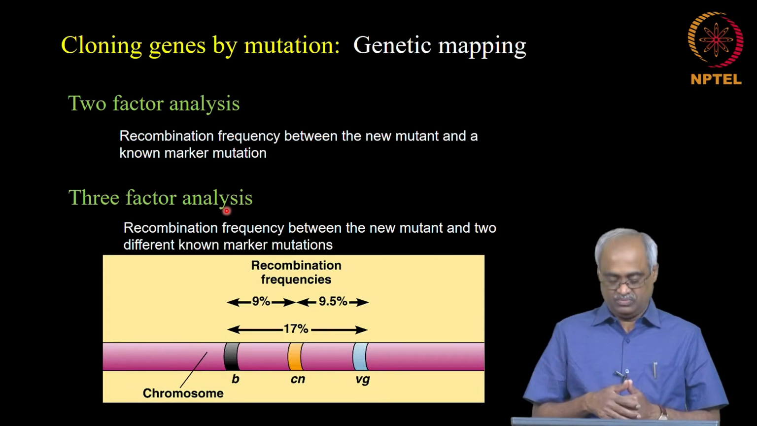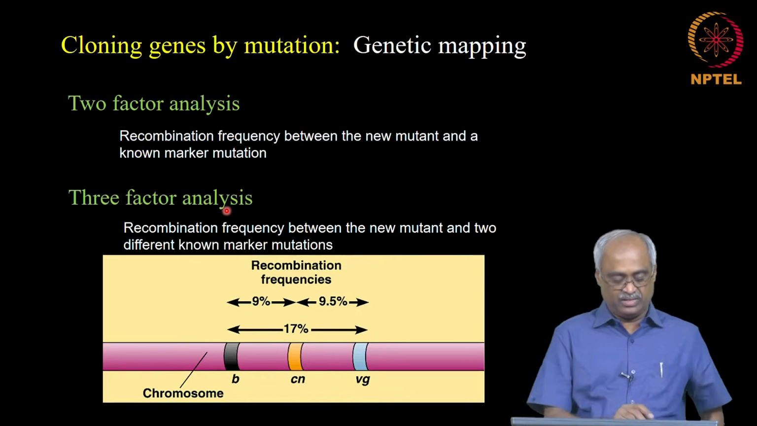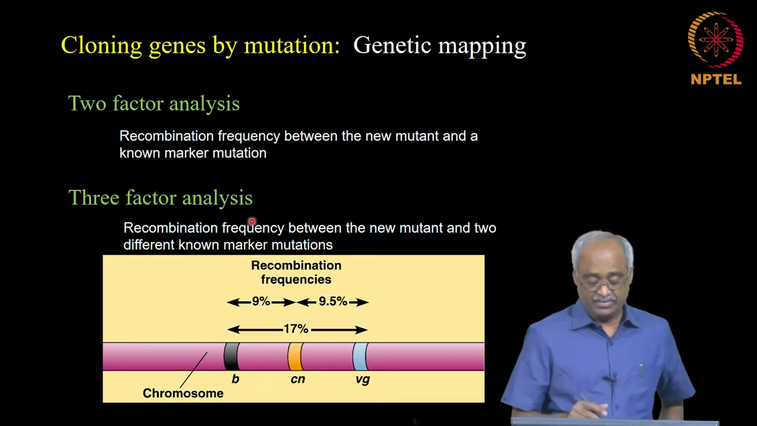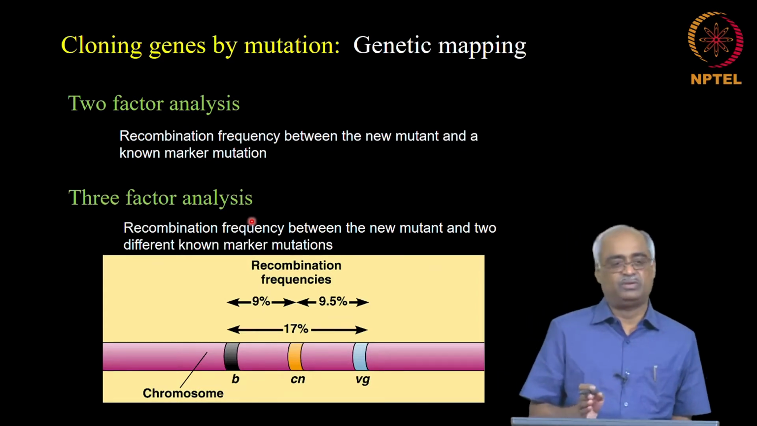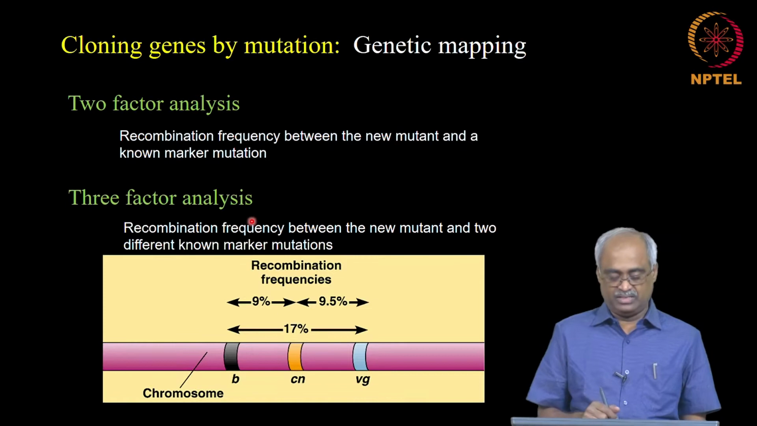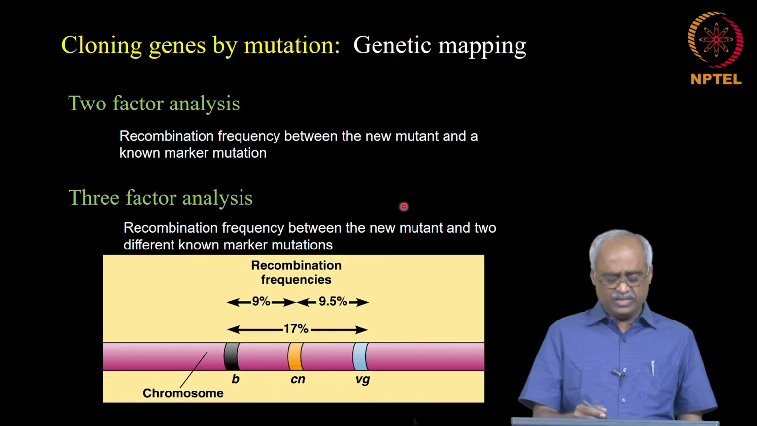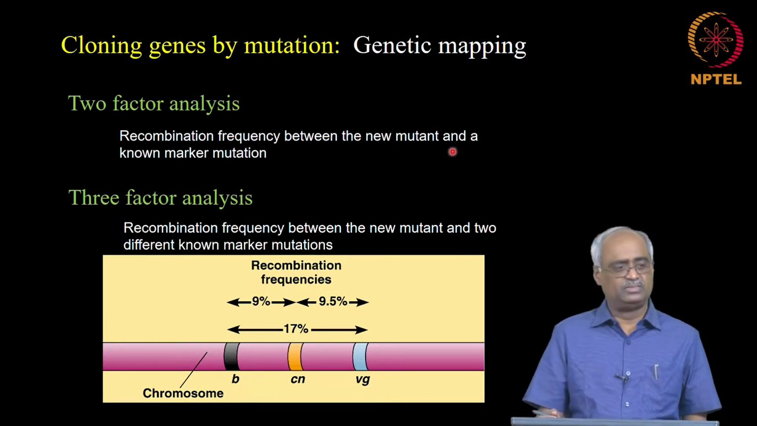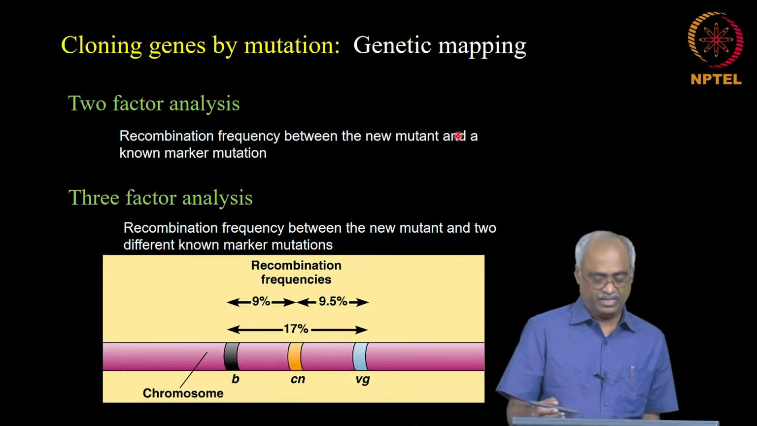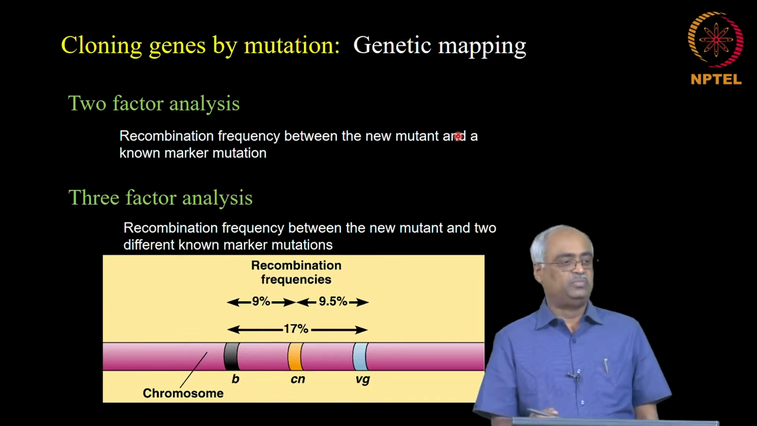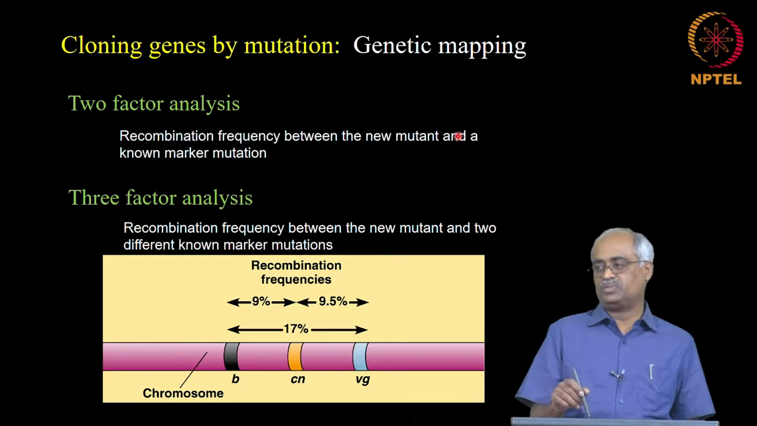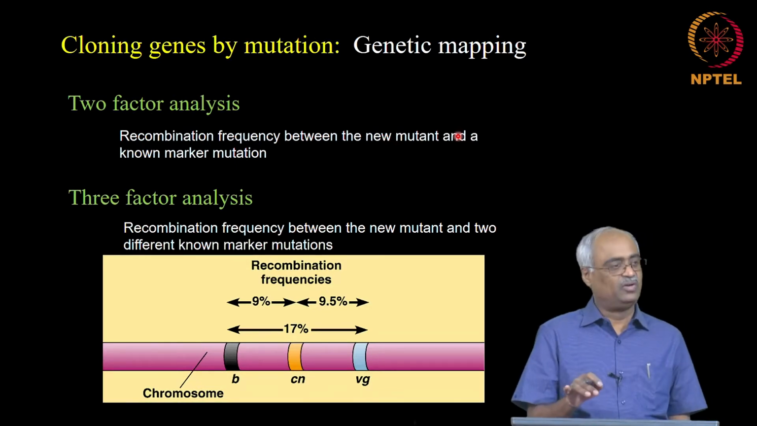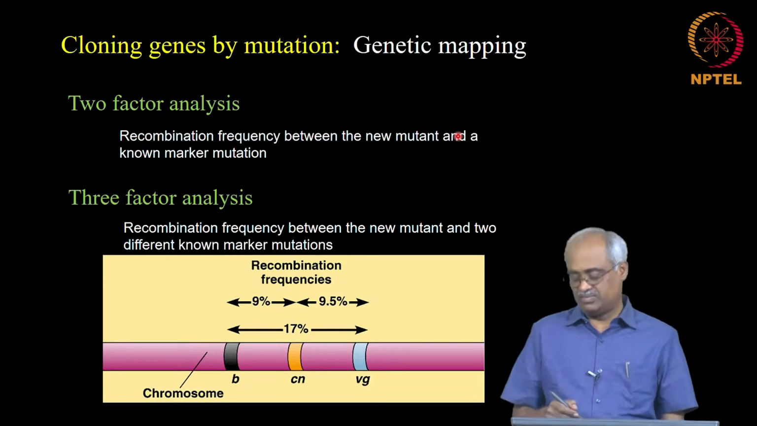So, for that what you do is a three-factor analysis. This is really a very useful analysis. It gives you a very specific position for your gene at the end of the three-factor analysis. Here you are doing the same as the two-factor analysis, except that you are determining the recombination frequency between your new mutant allele and 2 different known markers located on the same chromosome at known intervals. Okay. So, now let us see the result of that.